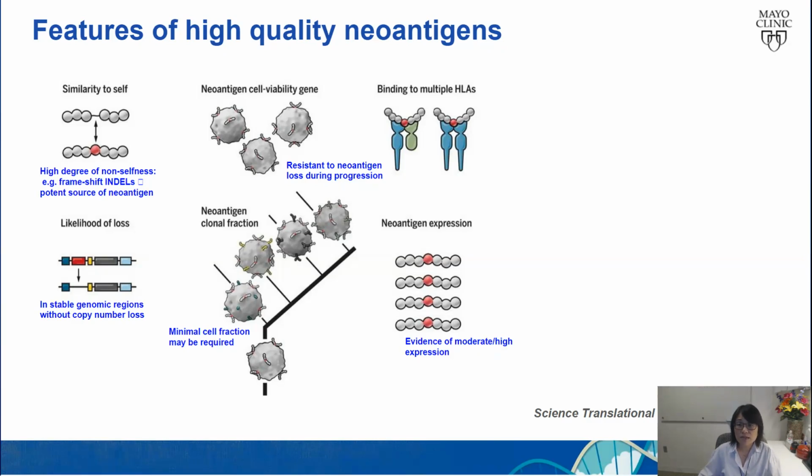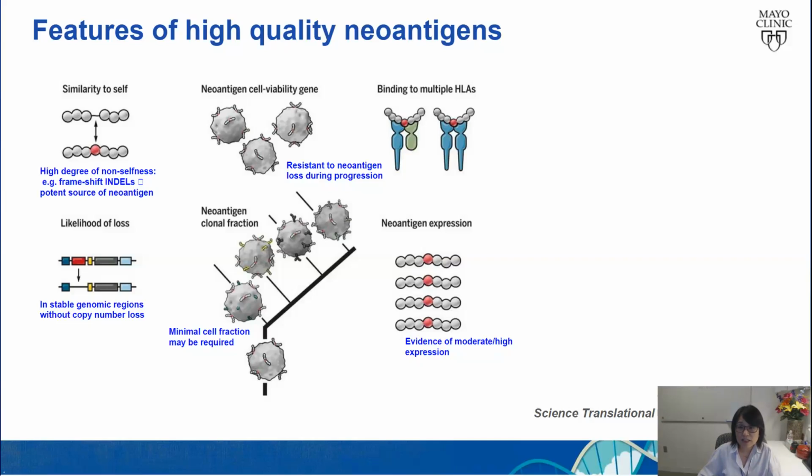Second, tumors are known to have immune selection during proliferation and progression and lose clonal neoantigens in new subclones. So if a neoantigen is from a passenger mutation of a gene critical for tumor survival, it is more resistant to neoantigen loss. Third, neoantigens that can be presented by multiple HLAs are of high quality.